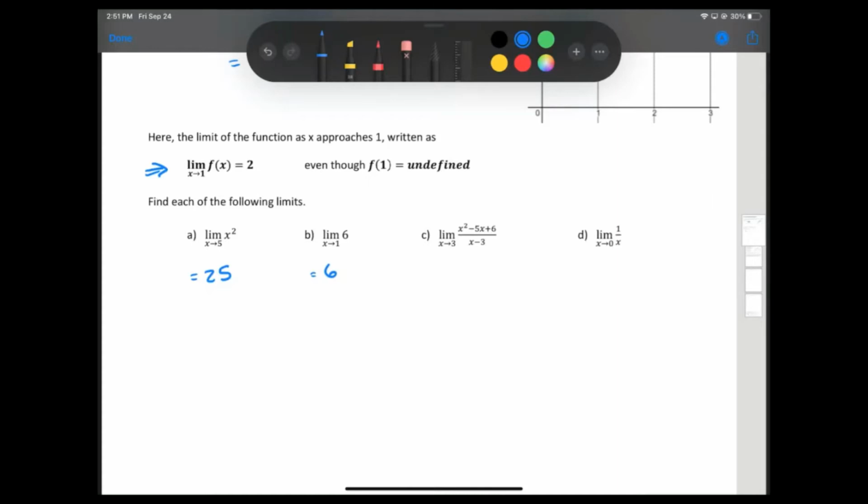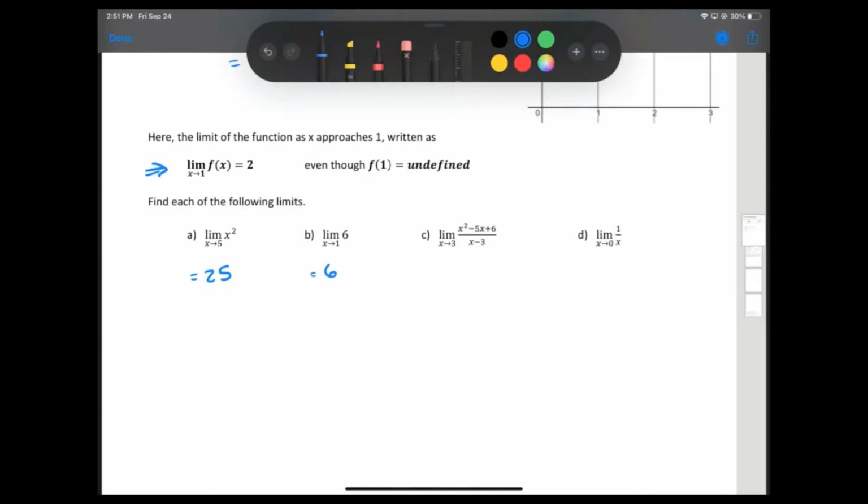6 is just a constant, y equals 6. Y equals 6 when x is 0. Y equals 6 when x is 3. Y equals 6 when x is 27.2. Y is always equal to 6 no matter what x is. So the limit as x approaches 1 of 6 is just 6.